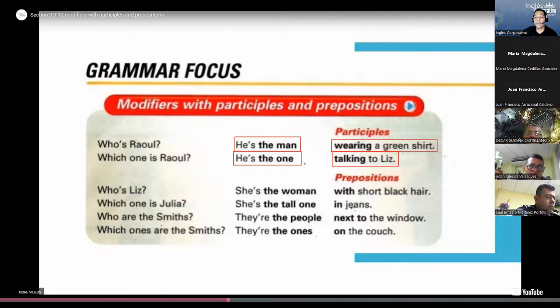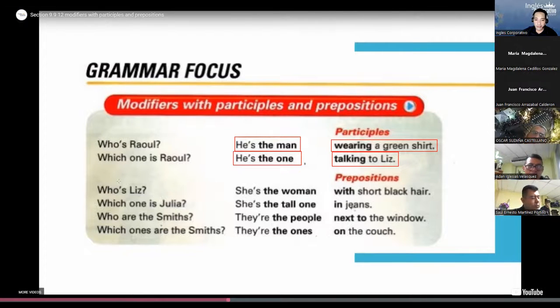Él es el que está hablando con Liz. That's what we're saying. Él es el que está hablando con Liz. Ya no es el hombre que está usando una camisa verde, sino el que está usando, hablando con Liz. Okay? So you can use participles, pueden utilizar el verbo con ing, or prepositions.